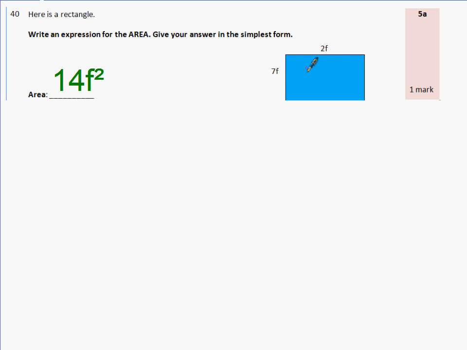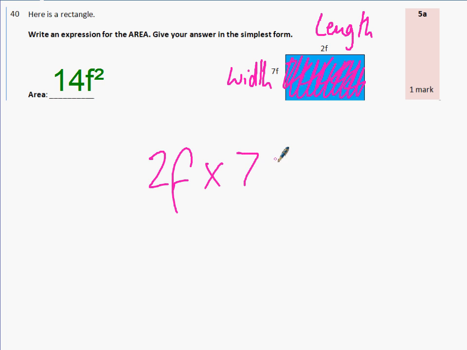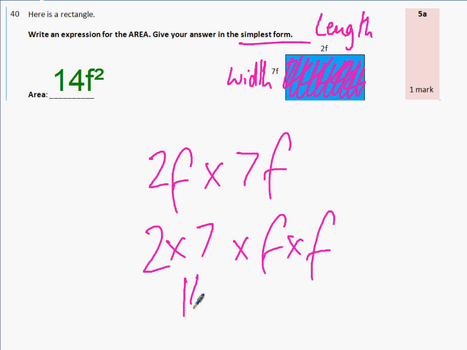40. Here's a rectangle. Write an expression for the area, which is the amount of space that the shape covers. To find the area of a rectangle, you need to multiply the length by the width. So you need to do 2f times 7f. Give your answer in the simplest form. So this is not the final answer. We need to do 2 times 7 times f times f, and you get 14 times f squared, but the simplest form is 14f squared. Not a multiplication sign in sight.